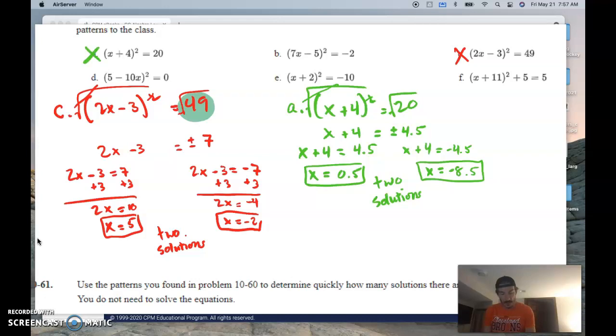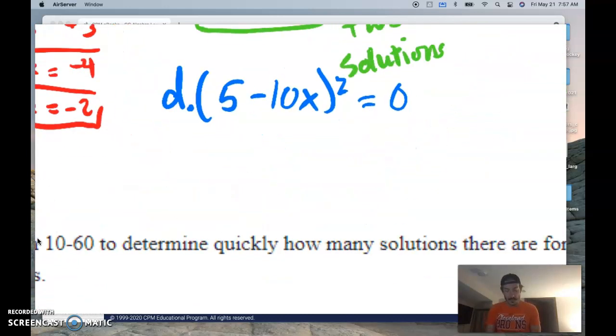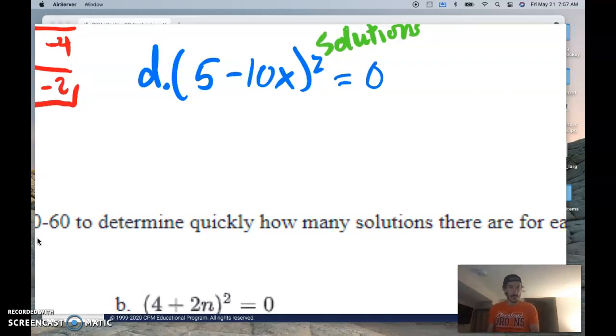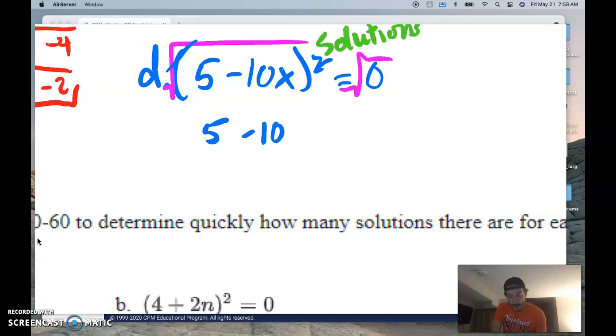All right, let's go ahead and look at letter D. Letter D says the quantity of 5 minus 10x squared equals 0. Now, the reason I chose letter D is because that equals 0 looks a little weird to me, okay? So let's go ahead and do some solving here. We're going to take the square root as we've done already. Now check this out, because the square and the square root cancel, and I'm left with 5 minus 10x equals, and what's the square root of 0?